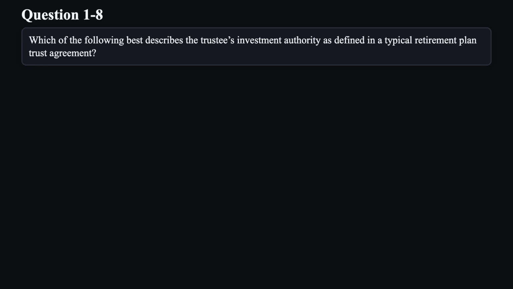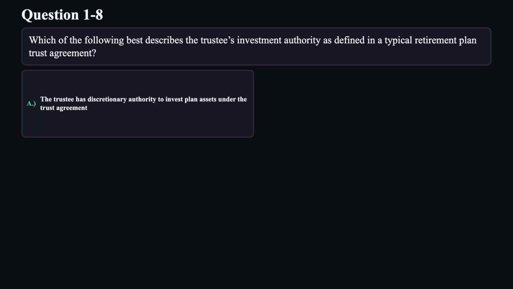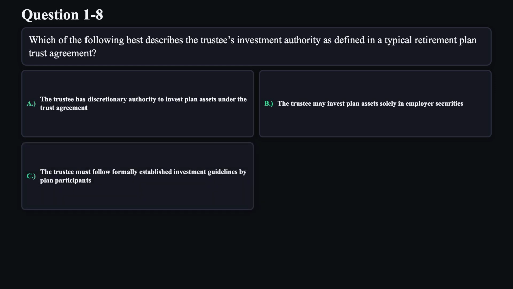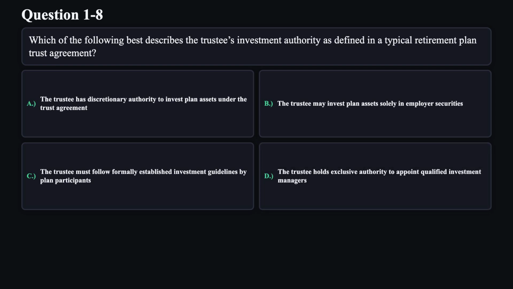Question 8. Which of the following best describes the trustee's investment authority as defined in a typical retirement plan trust agreement? A. The trustee has discretionary authority to invest plan assets under the trust agreement. B. The trustee may invest plan assets solely in employer securities. C. The trustee must follow formally established investment guidelines by plan participants. D. The trustee holds exclusive authority to appoint qualified investment managers.